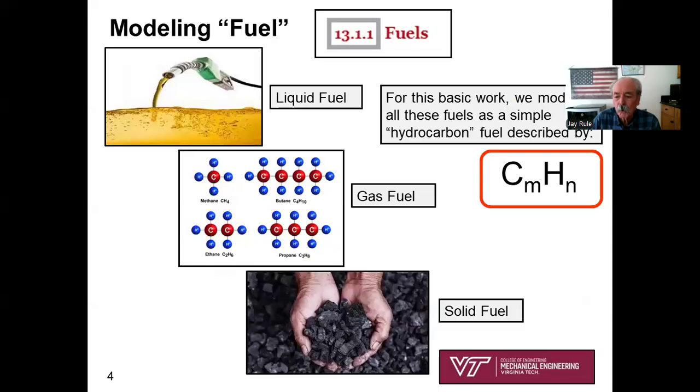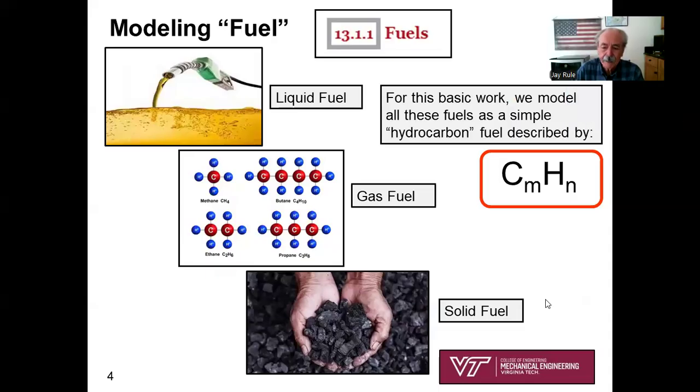Let me talk a little bit about the way we're going to model fuels in our introductory section on combustion. This is a high-level look at section 13.1.1. You've got liquid fuels. You've got familiarity with that. Some gaseous fuels, some familiarity with that, I'll bet. And also solid fuels. There's a picture of coal, and you know that there are others like wood. And I want to suggest that all three of these categories of fuels can be modeled chemically as C sub M, H sub N.